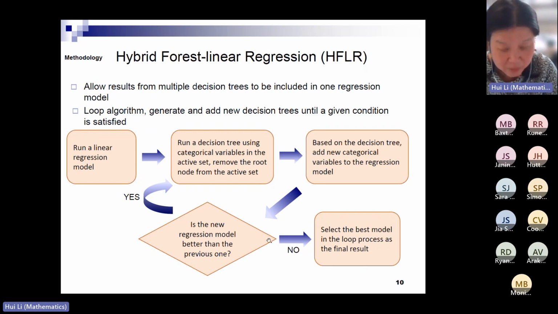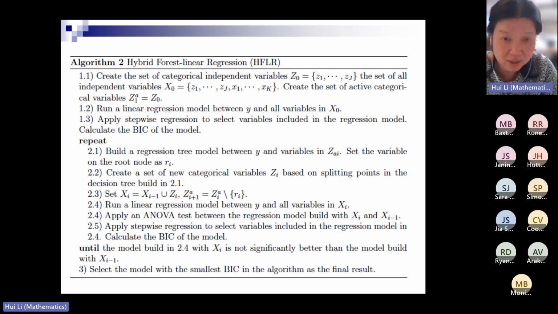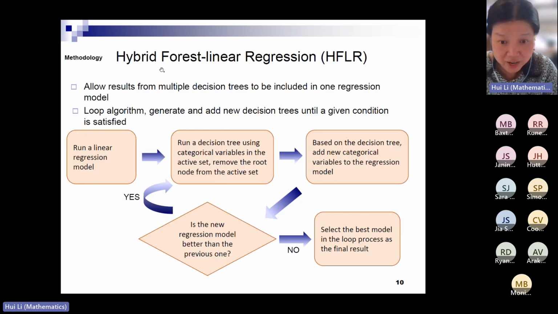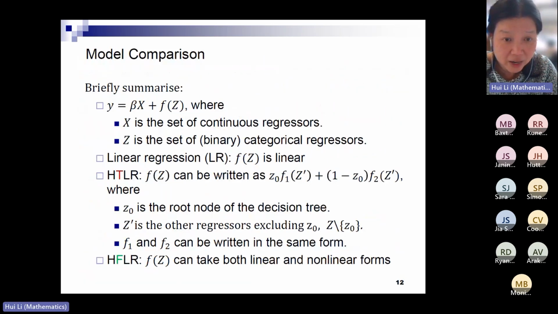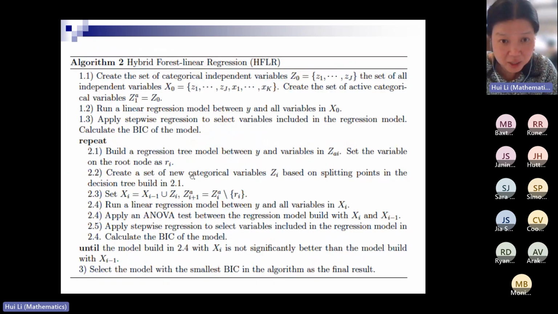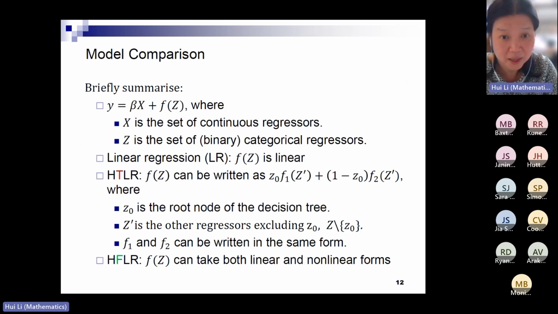This is the algorithm we follow for the hybrid forest linear regression model. The algorithm is provided to explain the loop which enables us to build more trees, and which is an expansion of the hybrid tree regression model. The model for the hybrid forest linear regression shares the same form as the hybrid tree model, so I didn't rewrite it here.